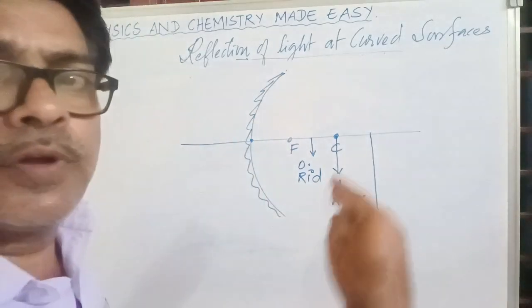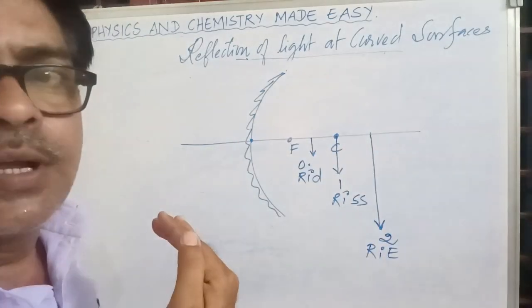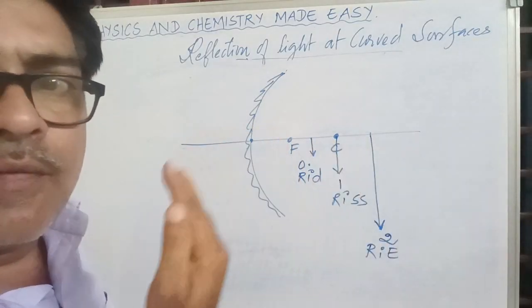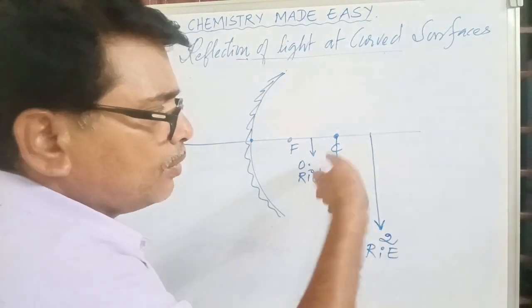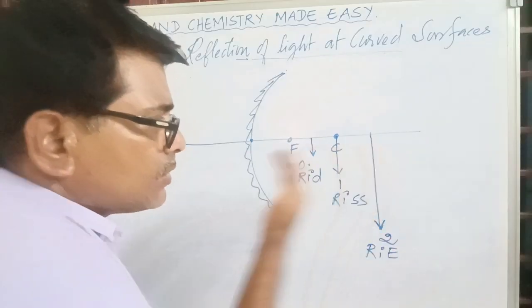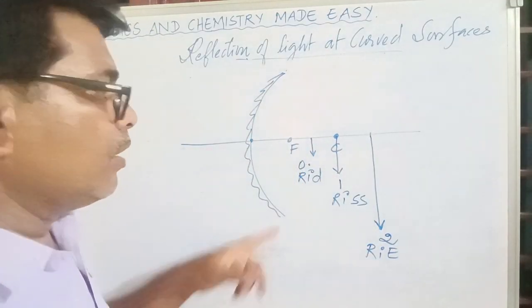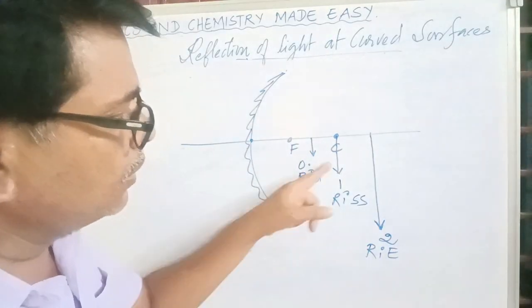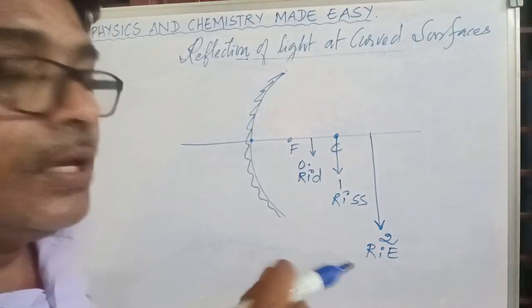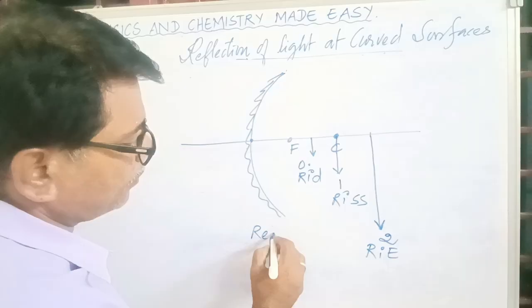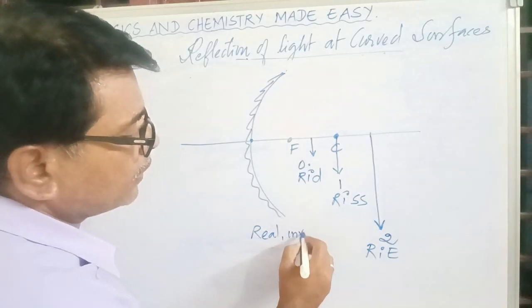If the object is moving on right side, image will be left side. If the object is moving left side, then the image will be right side. So image which is going right side, that is beyond C, will be bigger one. This side means image will be smaller one. Now real inverted diminished, real inverted same size, real inverted enlarged. See, real inverted, please, these are the very important points.